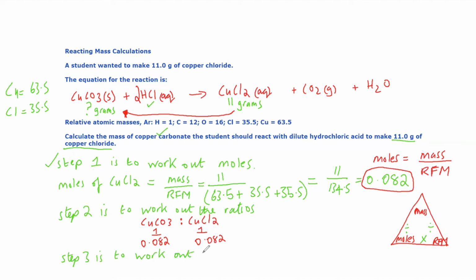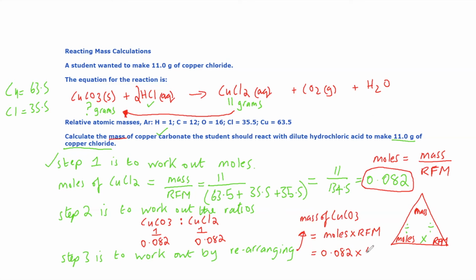Step 3 is to work out the mass by rearranging the equation. Why do I want to work out mass? Because I put a big question mark there. Copper carbonate in grams, I'm working out the mass. And I'm running out of space, so I'm just going to write it here. Mass equals moles times relative formula mass. So it's going to be 0.082 times copper, which is 63.5.